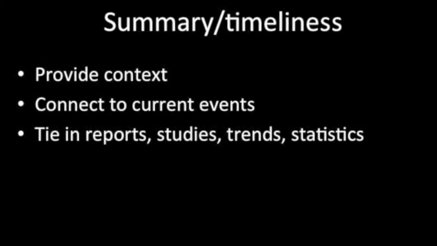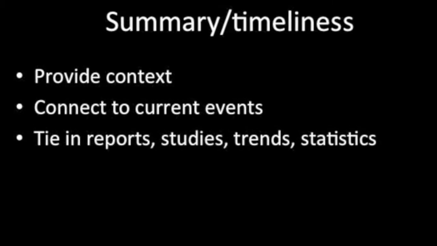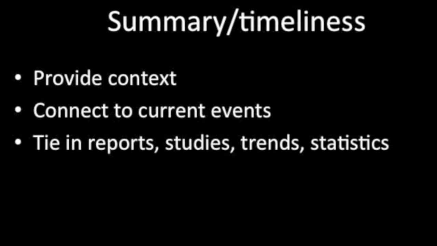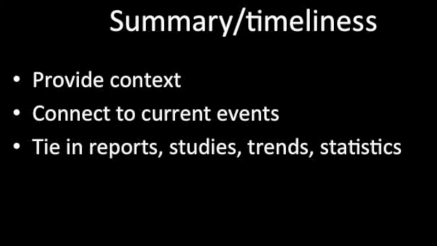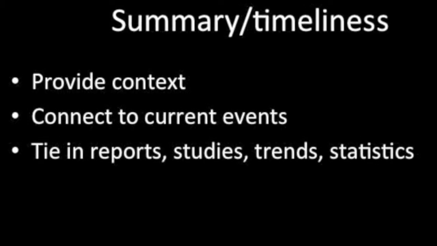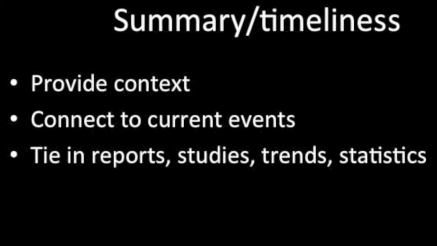Then the summary and timeliness. You need to connect this to something that's going on currently, some kind of report or study or activity that's happening that makes it timely. That's a very key component. You've also got to match the article to the audience that's going to be reading the publication, whether it's online or in print. What kind of stories did they write about in the past? How can you create a story that will meet the needs of their readers?